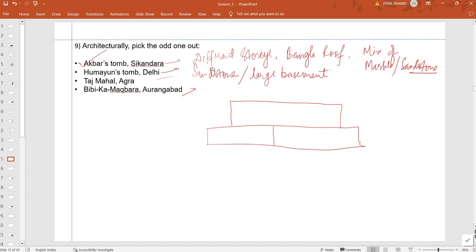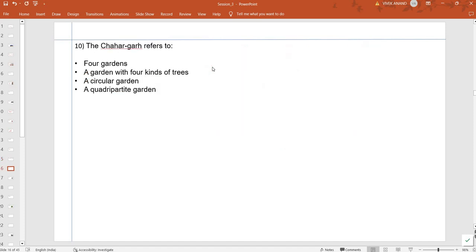Okay, so let's move to the next question. The Char Bagh refers to what? Four gardens, or a garden with four kinds of trees, or a circular garden, or a quadripartite garden. So what is a quadripartite garden?